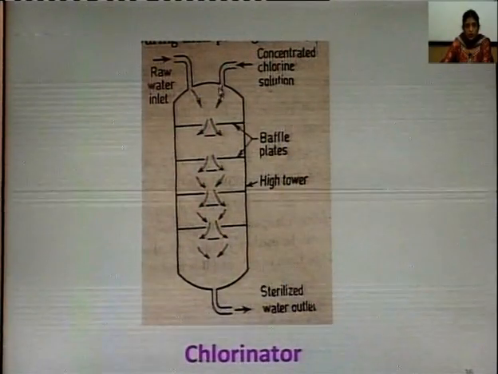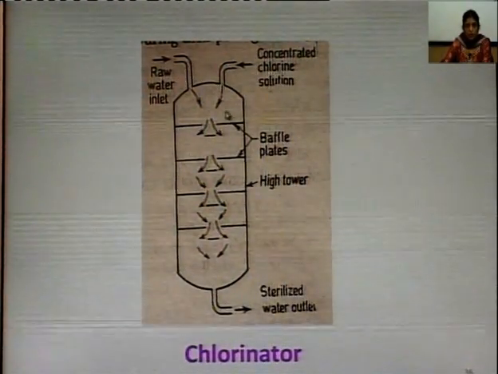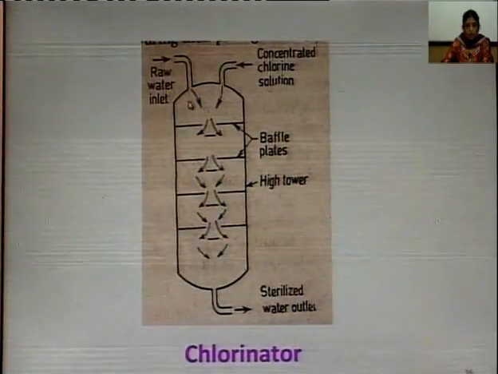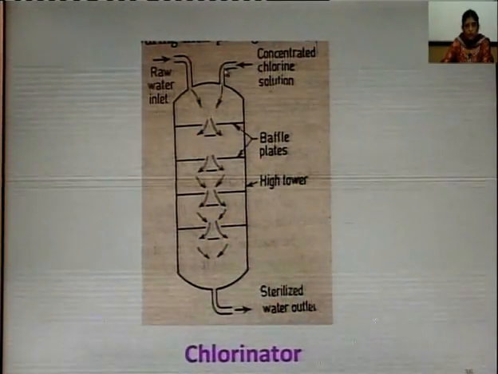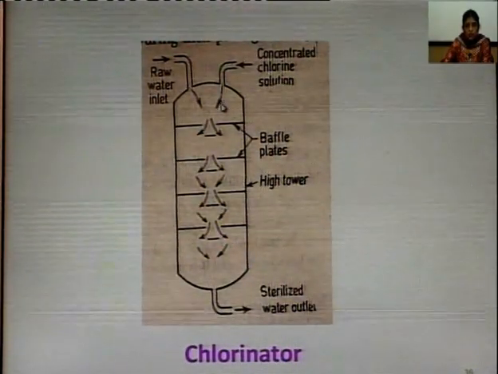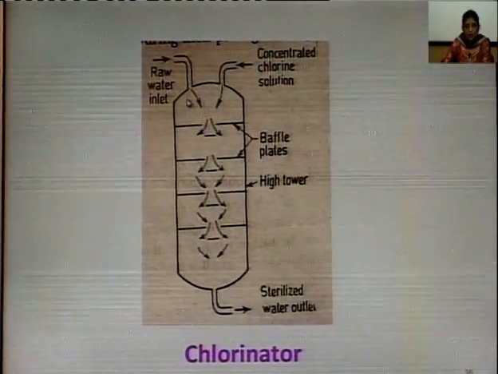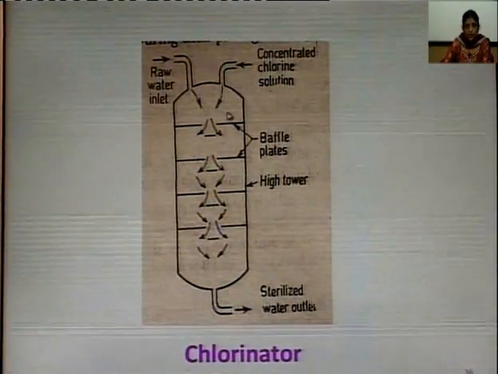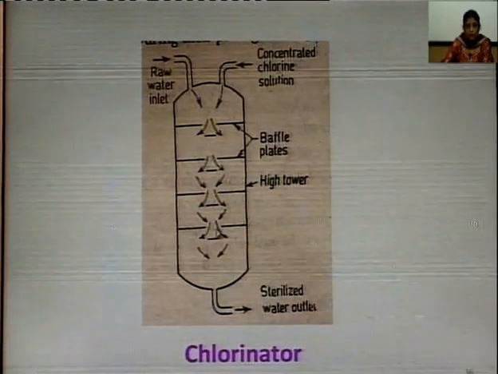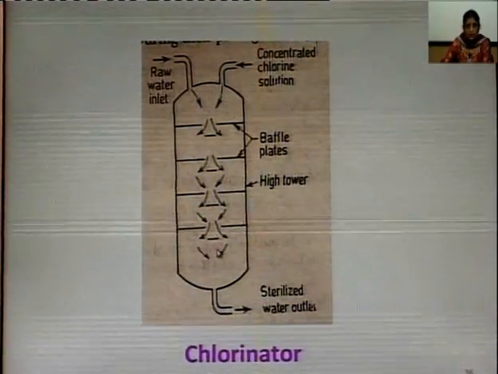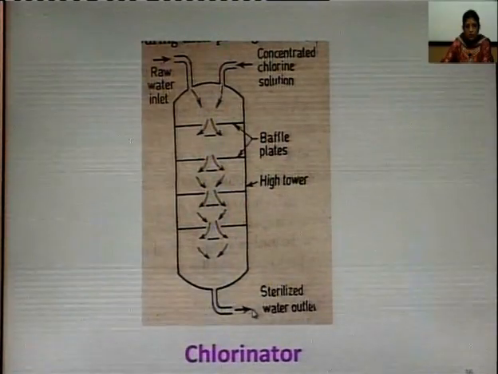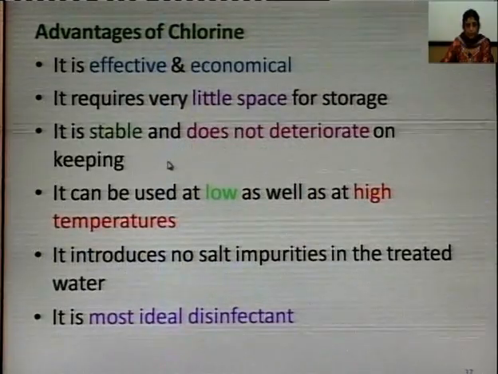So, this is a chlorinator, it is a long tower. From this side raw water is passed, from this side concentrated chlorine solution is passed. These are baffle trays, and the two get mixed, water and chlorine, and the water becomes sterilized water, it is coming out through this outlet.